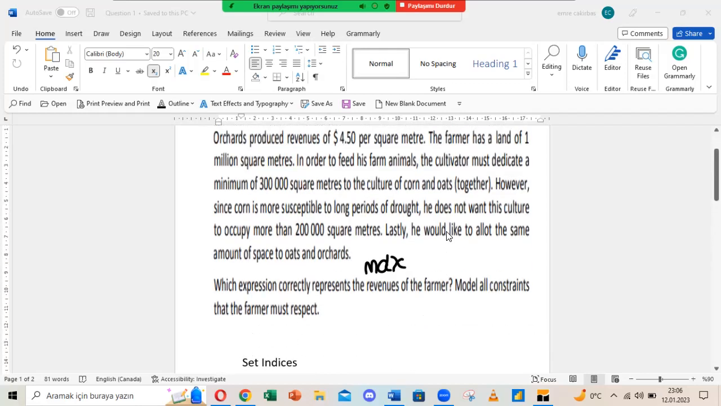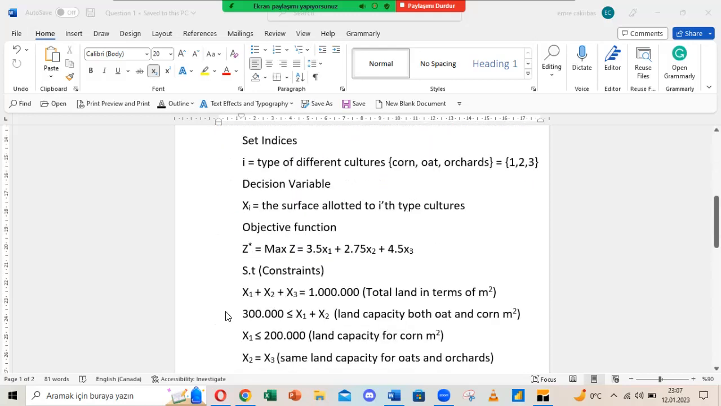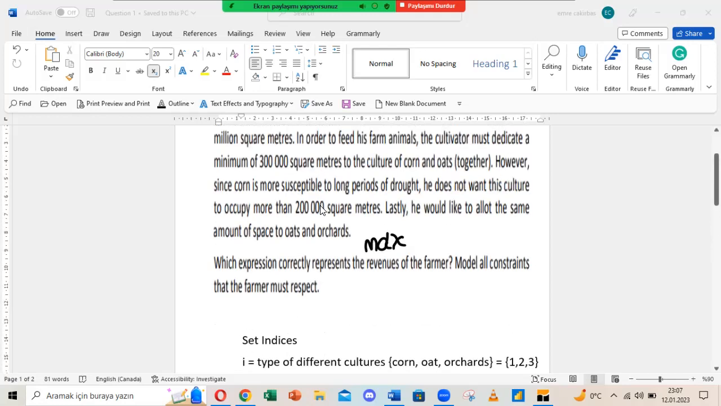And another constraint is the culture of corn and oats can be at least 300,000 square meters. And also we have a land capacity for corn cultures in terms of square meters. It cannot exceed 200,000 square meters.